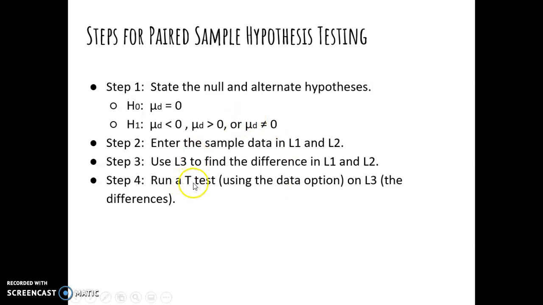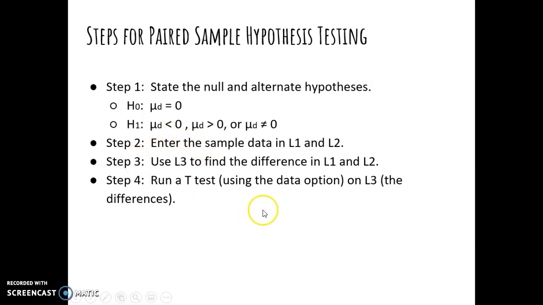Then we're going to run a t-test. Now we've run a t-test before, back when we were testing one sample, but what happens here is we're just running a test on the differences of the data. That's why we don't need a two-sample t-test for two samples, because the data we're actually using is not the data from sample 1 or sample 2. We're using the data of the differences of those two samples.